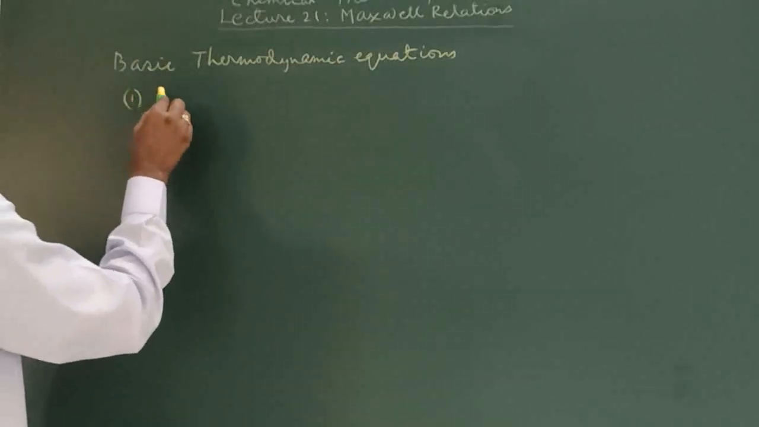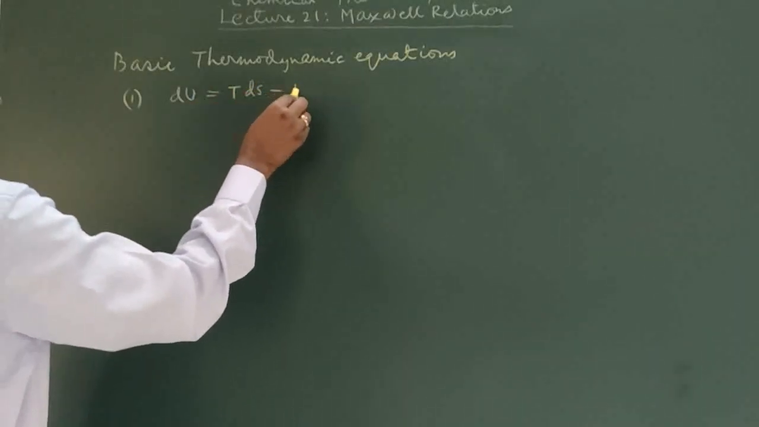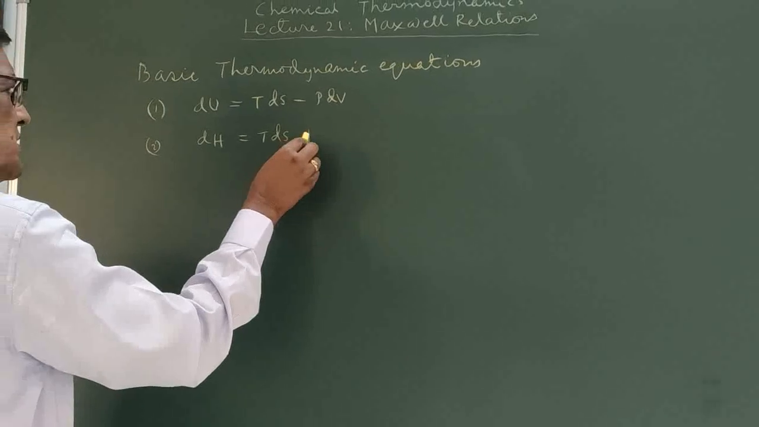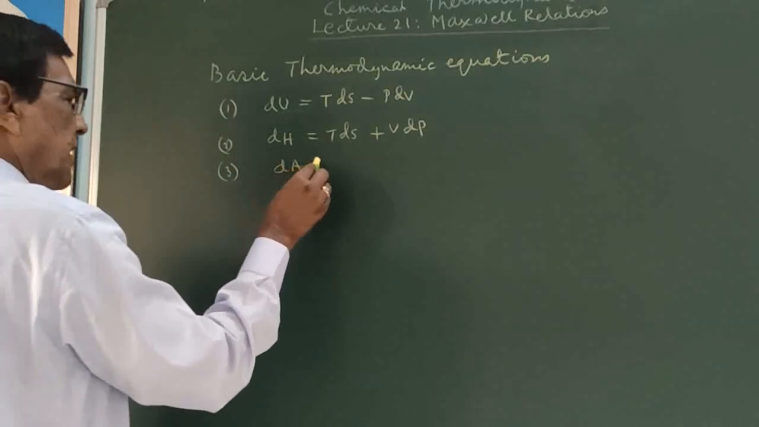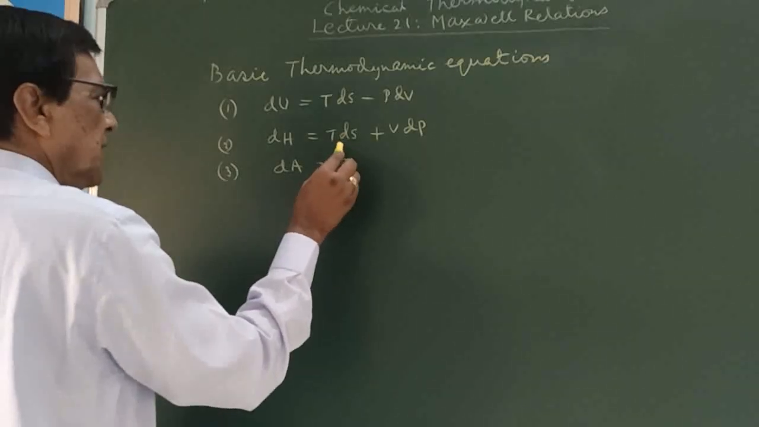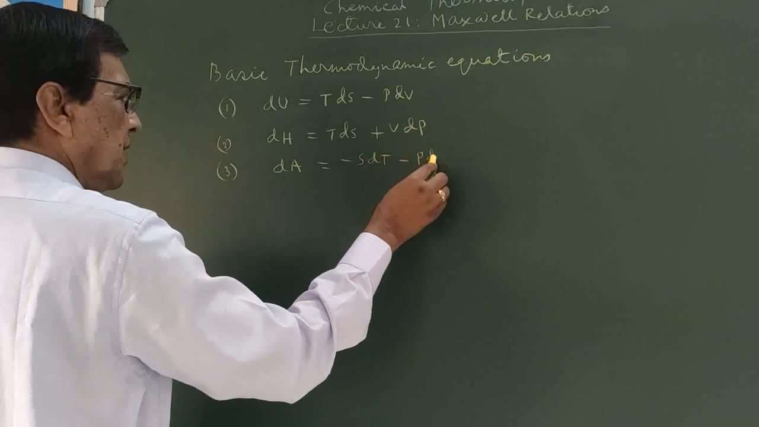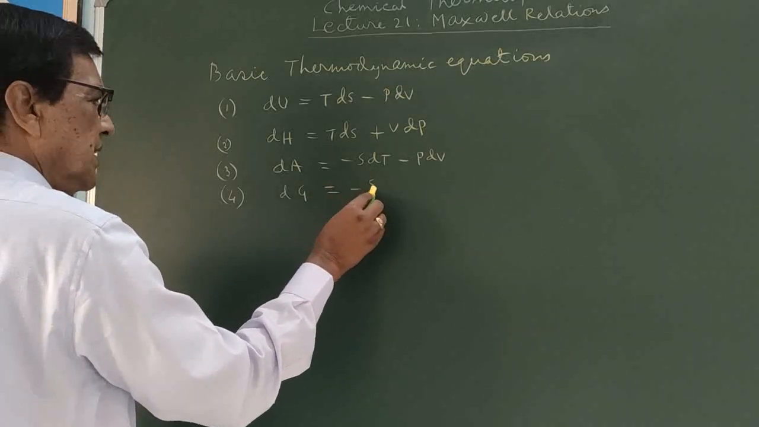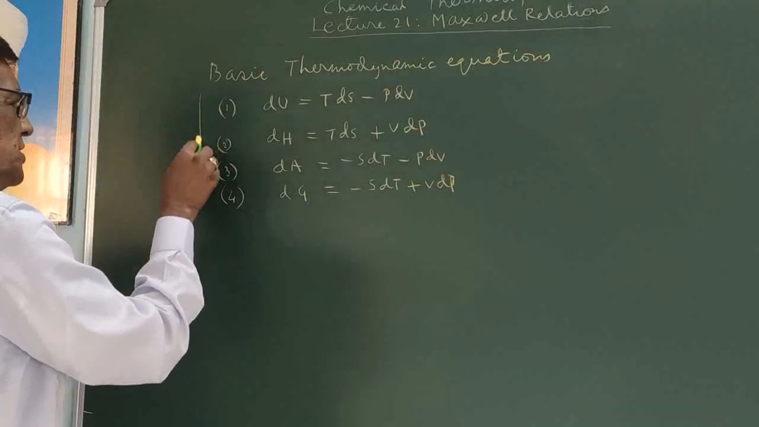One is dU equal to TdS minus PdV, and the second one is dH equal to TdS plus VdP, and the third one is dA equal to minus SdT minus PdV, and the fourth one is dG equal to minus SdT plus VdP. These are the basic thermodynamic equations.